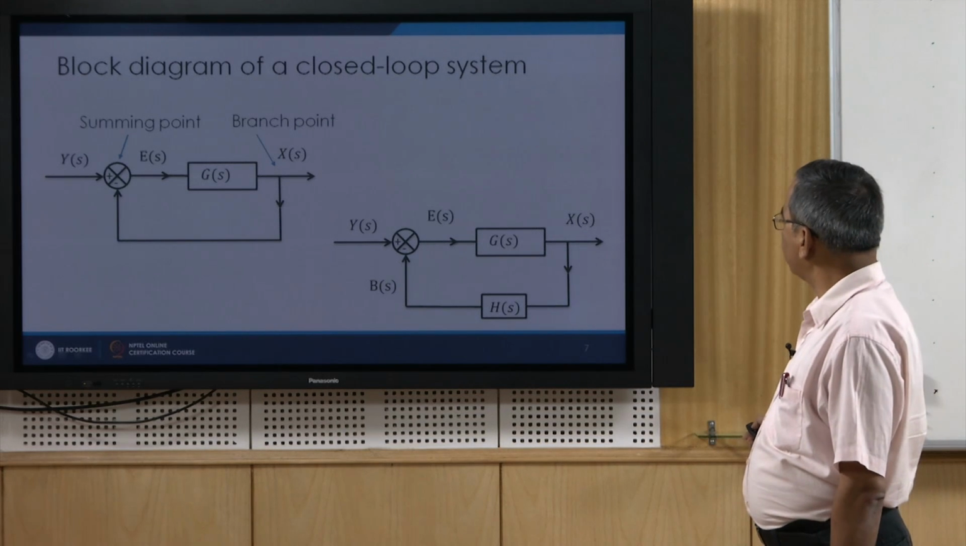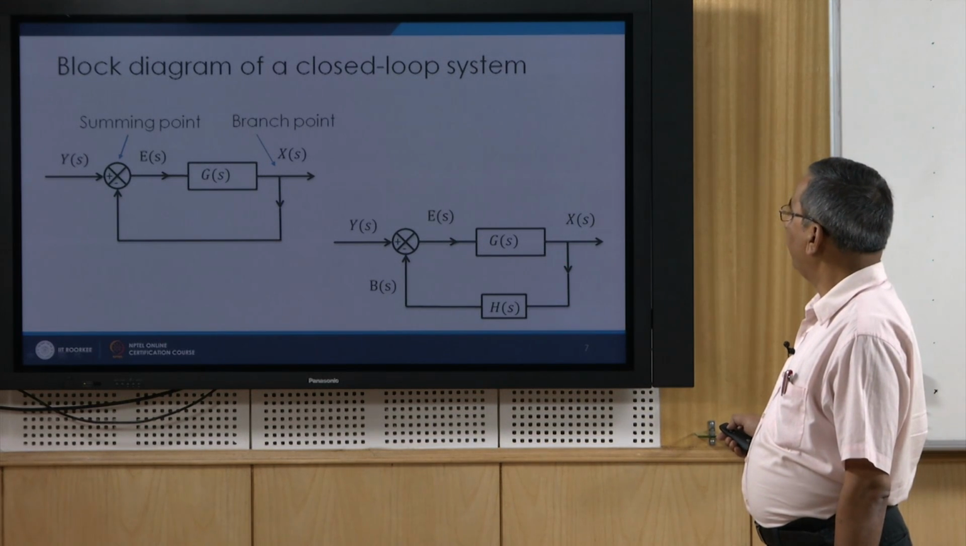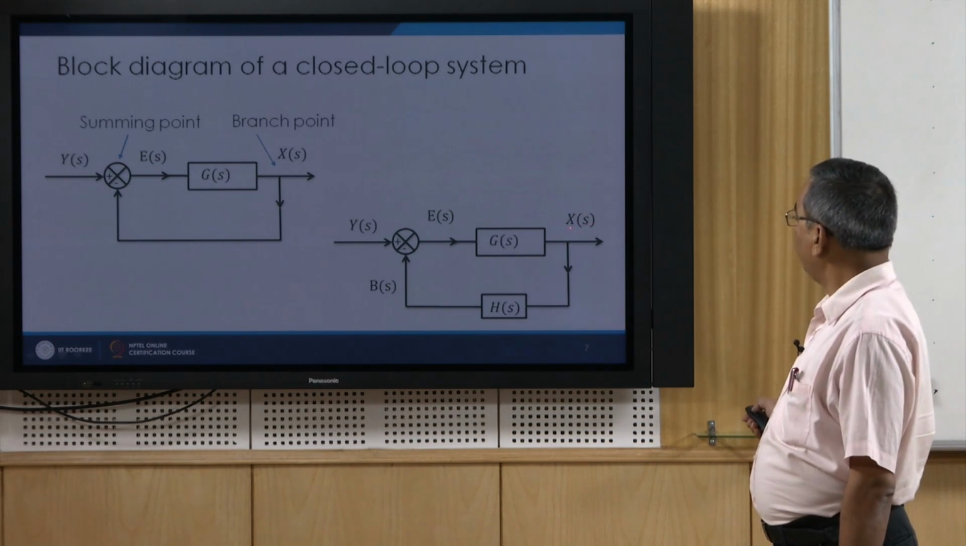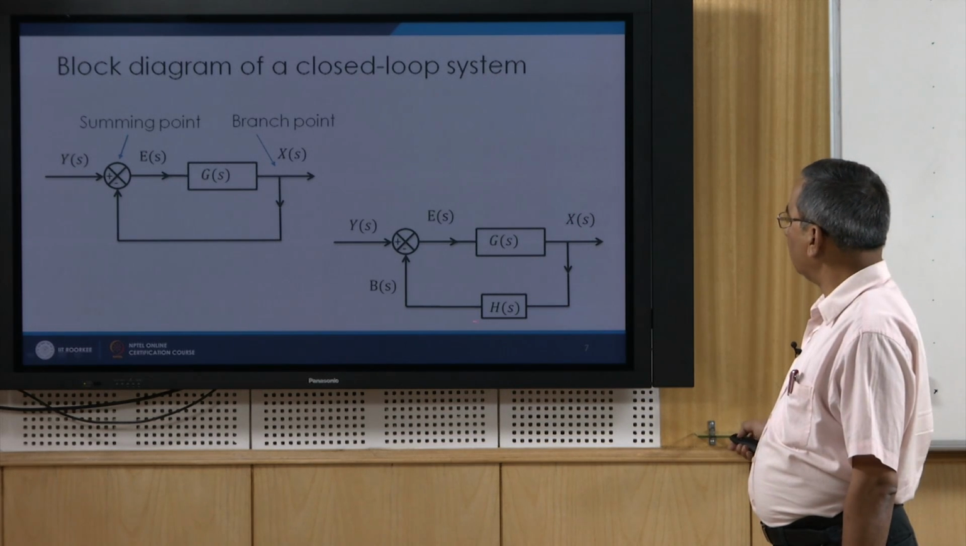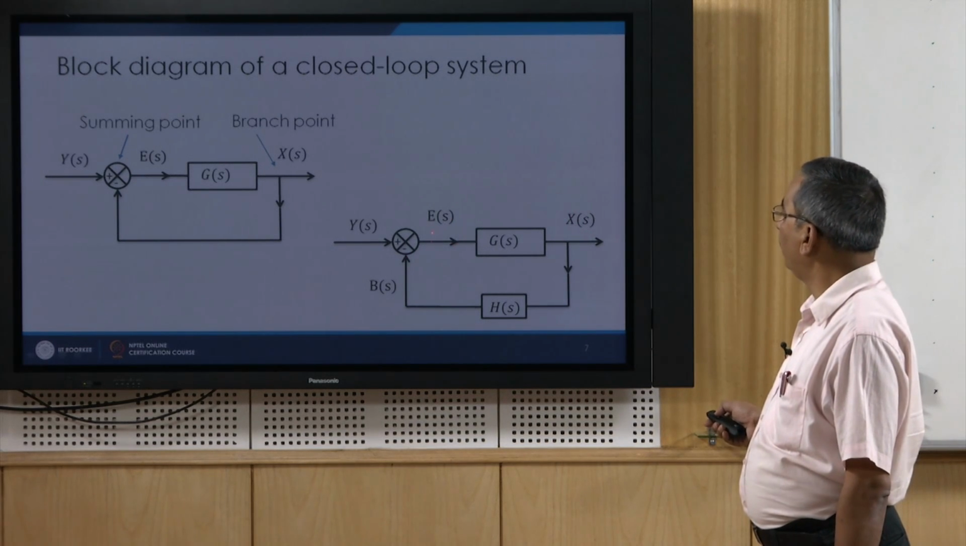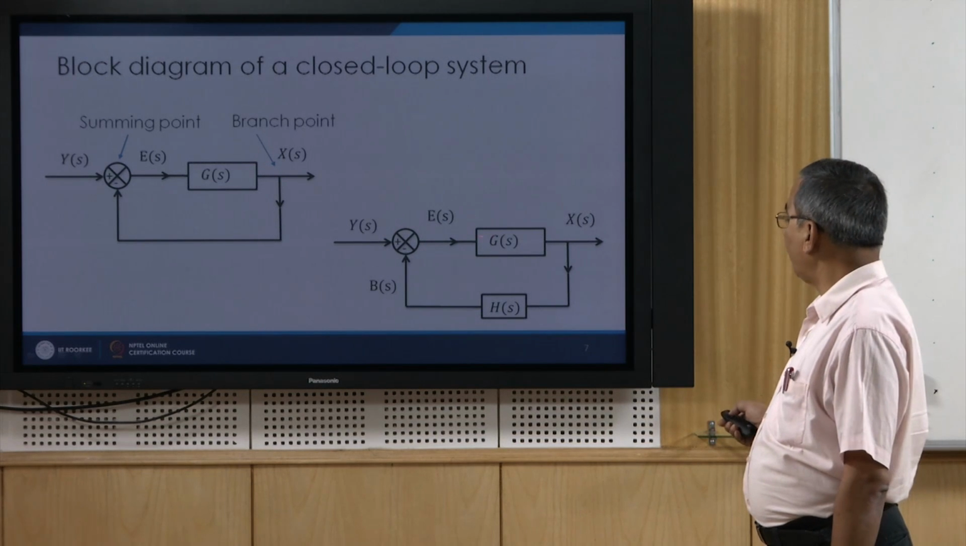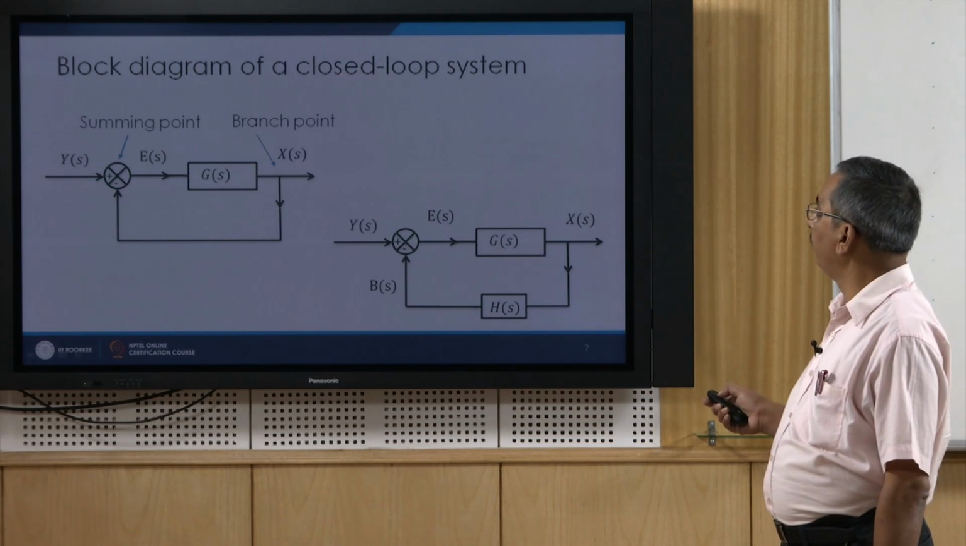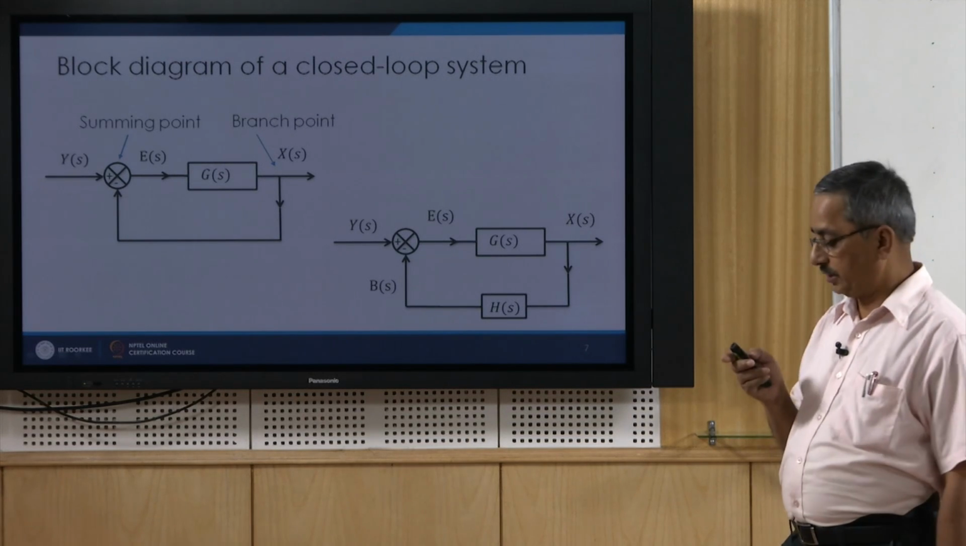So this type of system is what is called a closed loop system. Closed loop systems are usually error driven systems, or you can say that the output has an influence on what is going on inside the block. That is what we mean by a closed loop system.